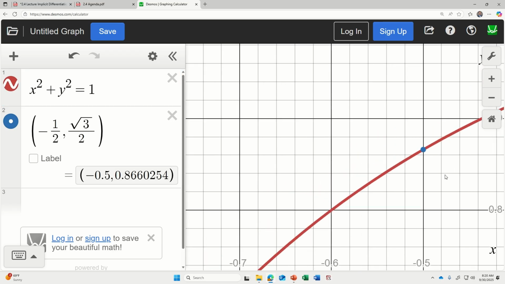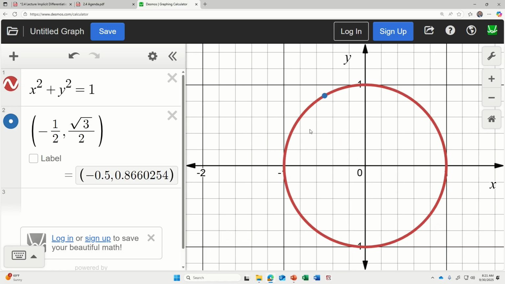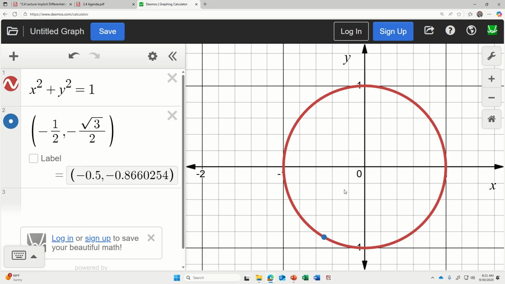What happens if instead of being concerned with this point at negative half for x and positive square root 3 over 2 for y, what if I took the negative value of y at the same point? You know, that's another place where this curve exists. If I didn't give you the y value, I only told you the x value is negative half, there are 2 y values to choose from. There's this one and this one. So then you put a negative in front of the y value, and now we're talking about this point.